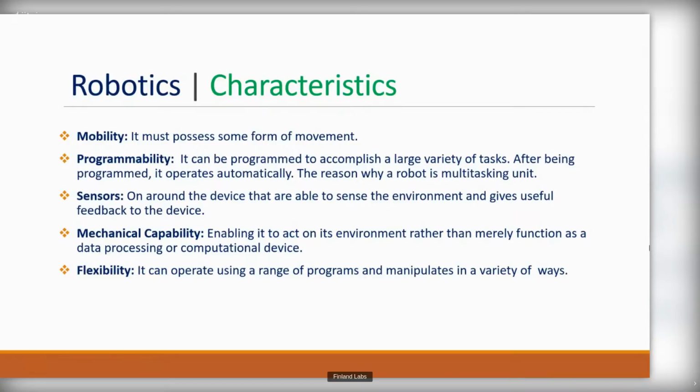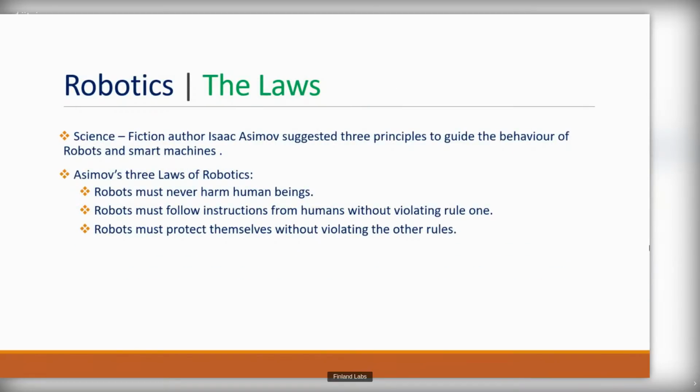Okay, I hope this is clear. And now see, one of you is asking about the third one: robots must protect themselves. The meaning of this is that a robot must protect itself. Let's say if I am a robot and any person is harming me, then I should protect myself from that person. But for protecting myself, I should not harm that person. I should simply protect myself, but I should not harm. That's the meaning of this third law. Okay.